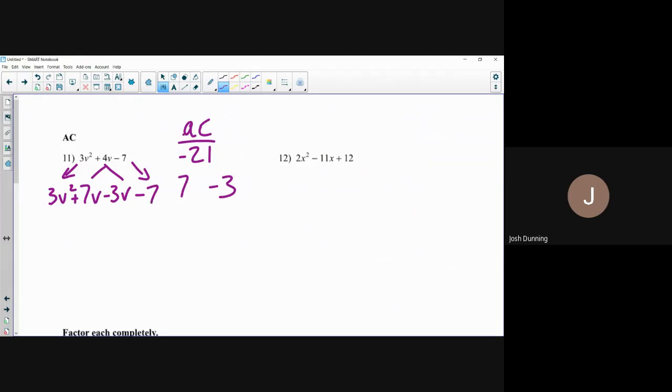Now, if you reverse the order of that, if you have minus 3v then 7v, your middle work will look different, but you should get the same answer. If you did that and you are confused, please just ask for help sometime. Split it down the middle. Well, I can't divide 3 and 7 by anything, but there is a v.